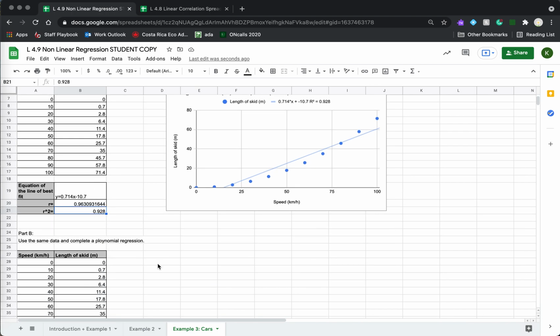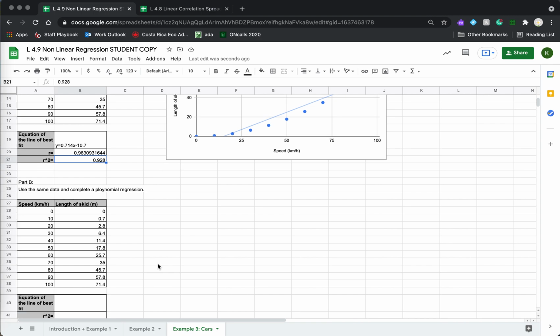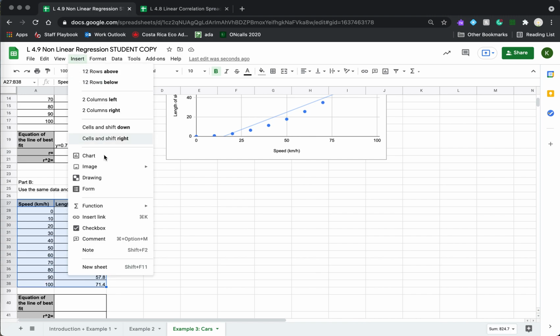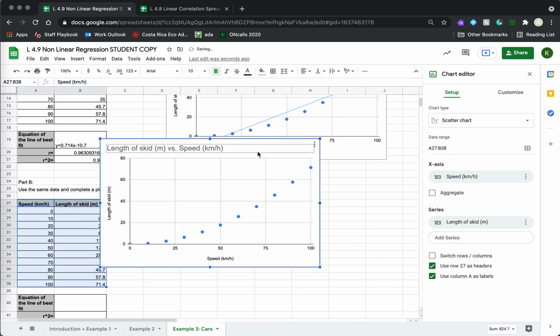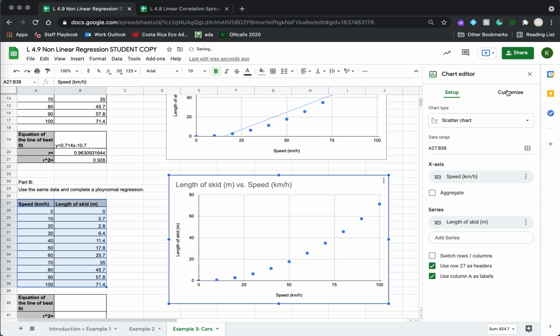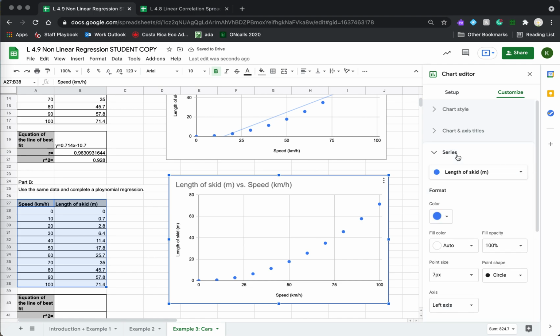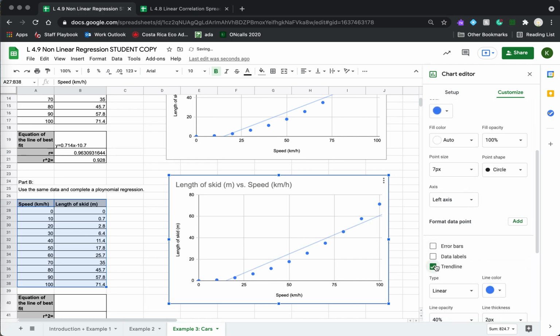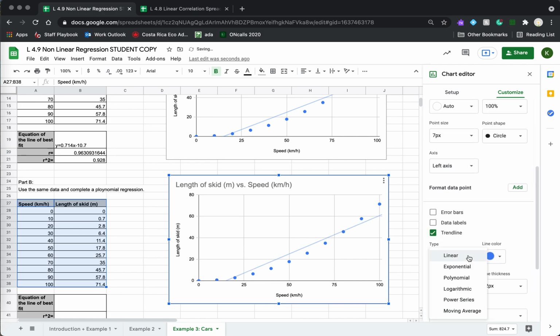So we'll do a polynomial regression, and we'll look at the different kinds of polynomial regressions and try to find the best one. So again, highlight my data, insert chart. Again, it understood I wanted a scatter plot, which is great. Go to customize, series, and let's add a trend line. Now, we want to switch to linear. Now we can do polynomial.